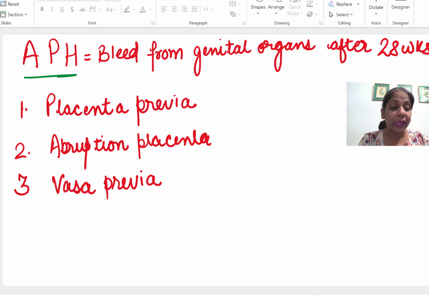So that is why we are saying that APH is bleeding which can cause distress to both the mother and the fetus. And if the bleeding occurs before 28 weeks, it is a threatened abortion, and by that only the fetus is lost, the mother is not in distress. Okay, so there are three causes of APH: placenta previa, abruptio placenta, and vasa previa. I know all of you know this.